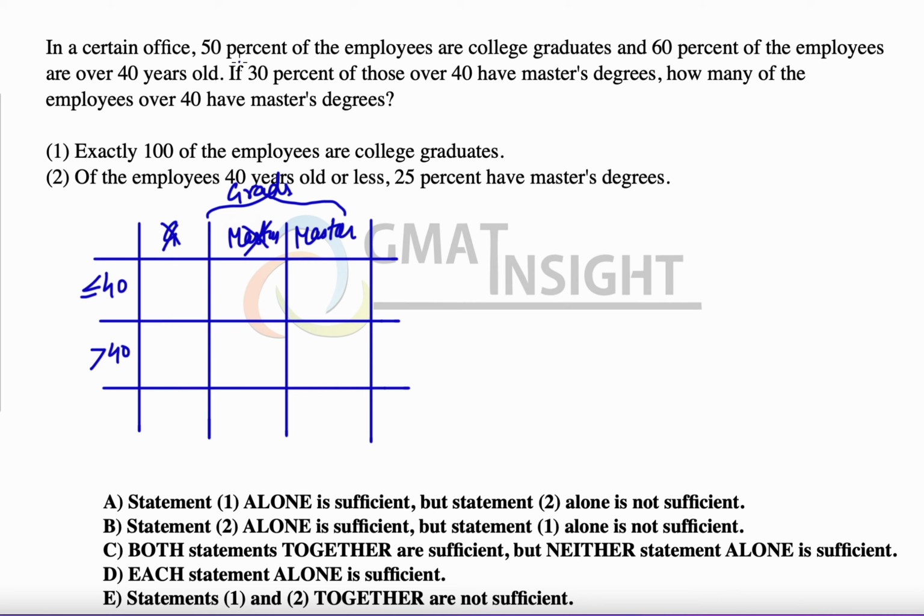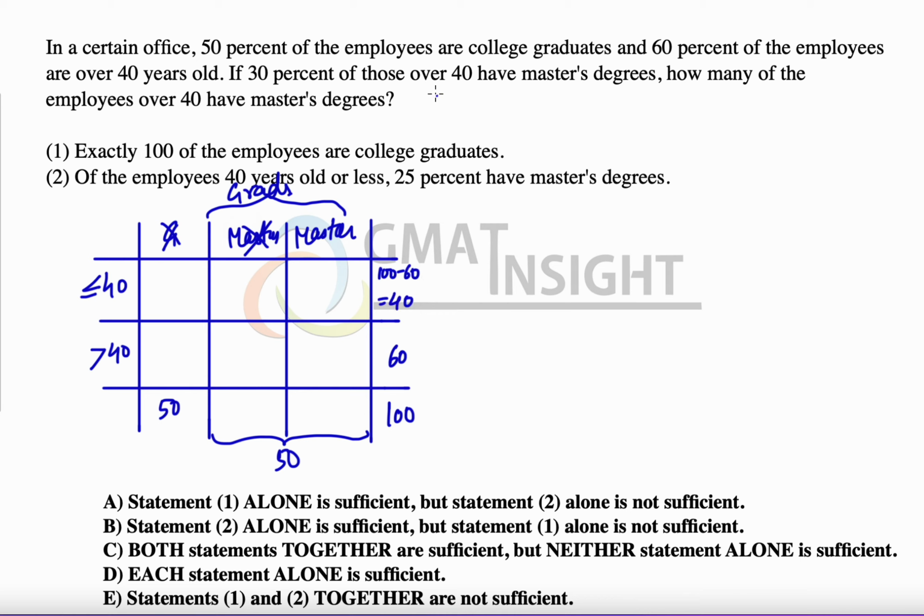Now the question says 50% of the employees are college graduates. Let's assume that the total sample population is 100, then 50% are college graduates. That means the sum of these two columns will be 50. That means people who are not college graduates will automatically be 100 minus 50, that is 50. The next line reads 60% of the employees are over 40 years old. Over 40 years old, the population is 60. That means the number above that will be 100 minus 60, which is equal to 40.